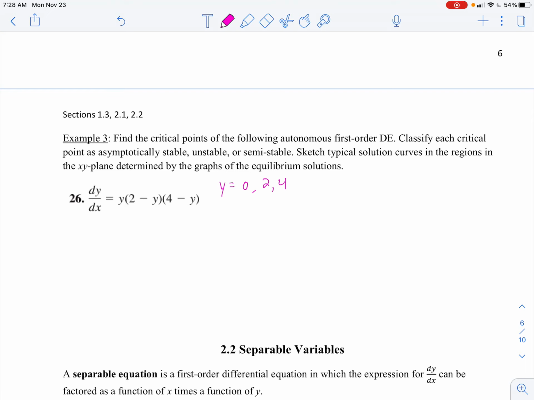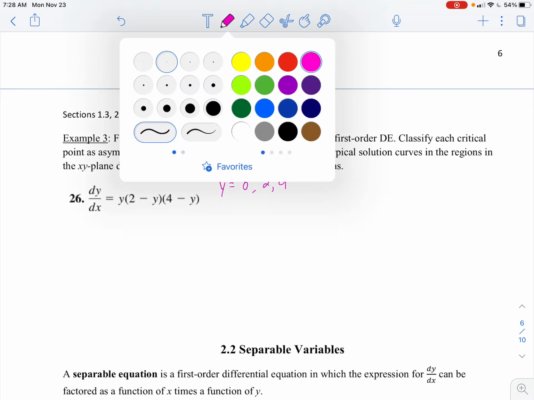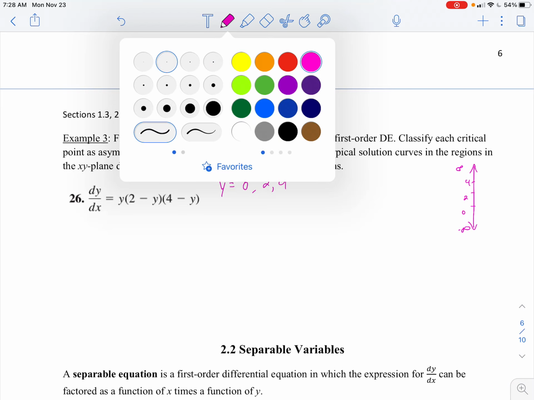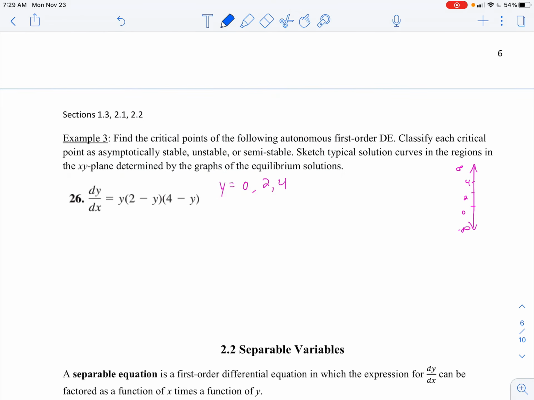So again, you can make a horizontal line, or if you want to go straight to the vertical line, go ahead. I'll make a vertical line that goes from negative infinity to infinity. We'll have values at 0, 2, and 4. And I'm just going to plug in values in between and then determine if it's going to be positive or negative.